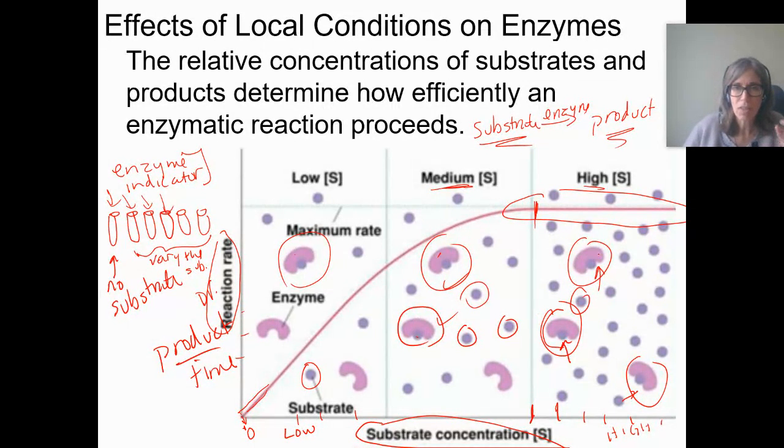So with a given limited amount of enzyme, you can only go so fast. The enzyme active sites are filled up. We call that saturated. We say the enzymes are saturated at that point. They are going as fast as they can. Their active sites are all filled up.